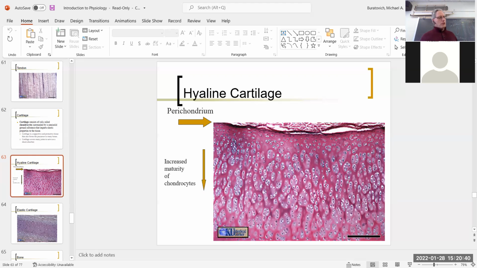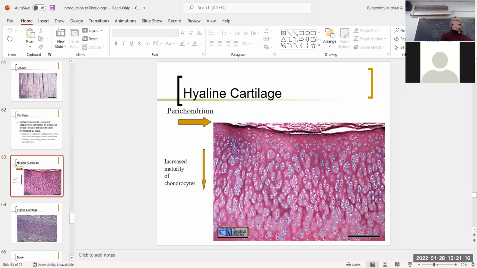It is flexible, but it's firm, and it's even more flexible. You find elastic cartilage in your larynx, so your vocal cords attach to elastic cartilage attachment sites. The epiglottis that acts as a trapdoor to keep you from aspirating food when you swallow it. That's made of elastic cartilage. And then the pinna of your ear is nice and flexible. That's made of elastic cartilage as well.